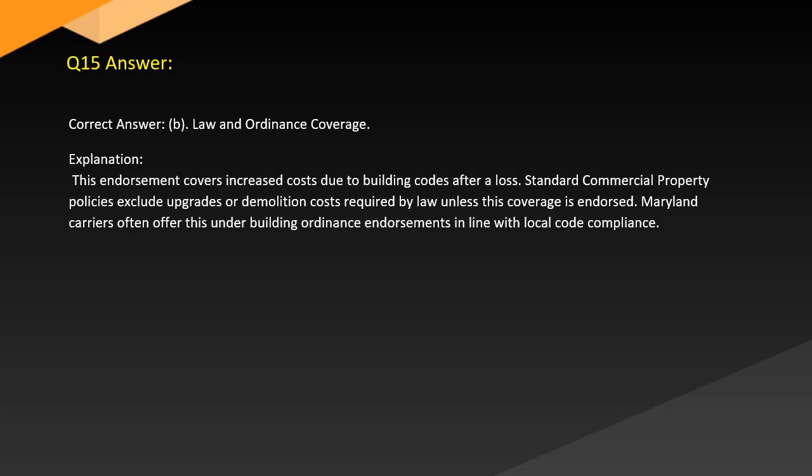Answer. Correct answer B. Law and ordinance coverage. Explanation. This endorsement covers increased costs due to building codes after a loss. Standard commercial property policies exclude upgrades or demolition costs required by law unless this coverage is endorsed. Maryland carriers often offer this under building ordinance endorsements in line with local code compliance.